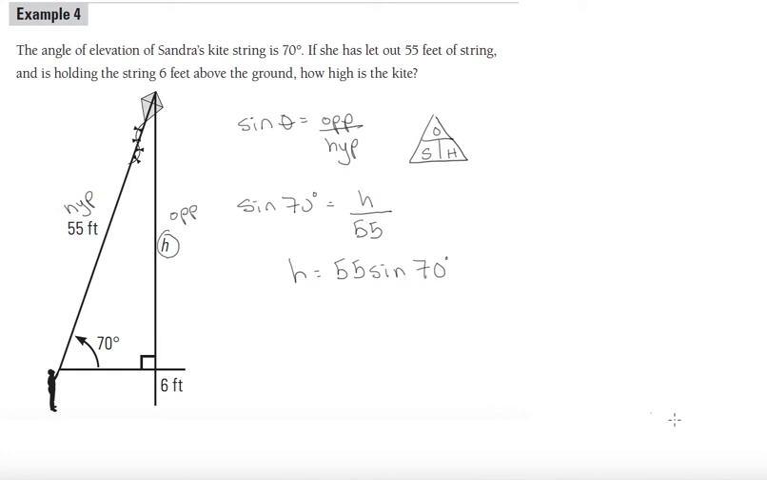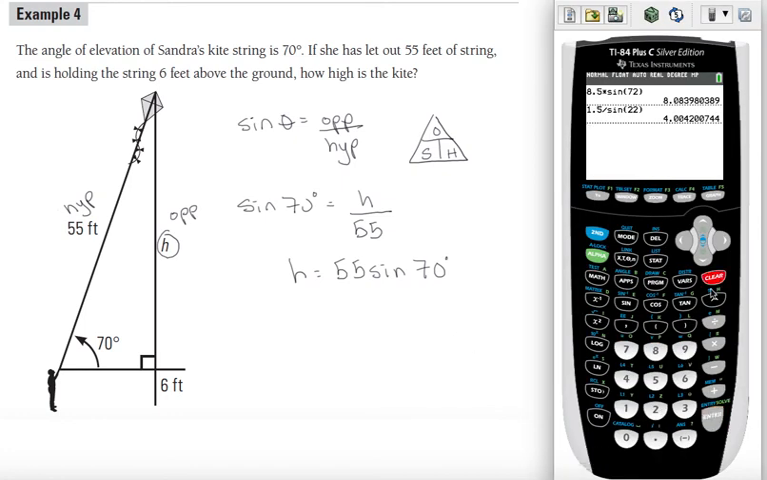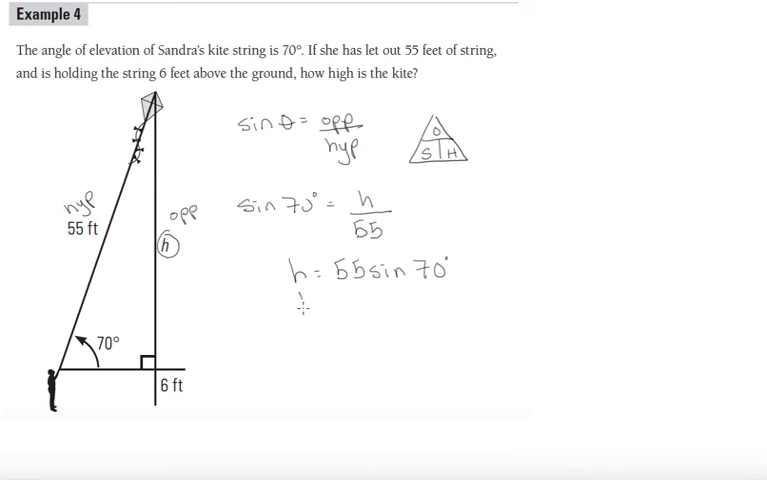Okay, so I can just put that into my calculator. So 55 times the sine of 70 degrees is equal to 51.683, etc. Here it's just in feet. I'm still going to go to one decimal place. So 51.68, so it would be 51.7. So h is equal to 51.7, and my units are feet.